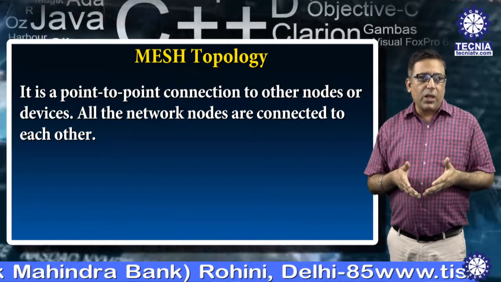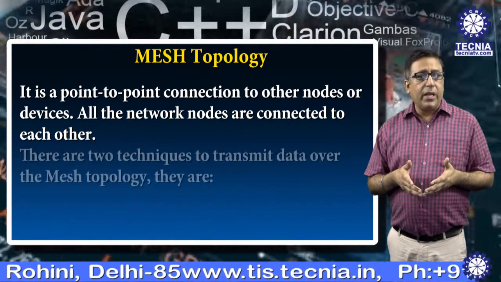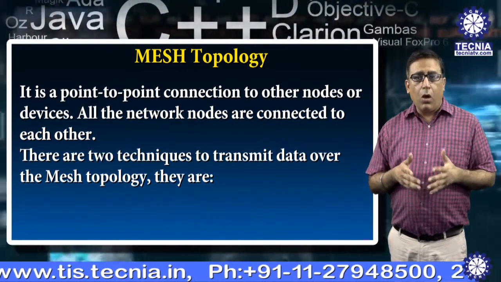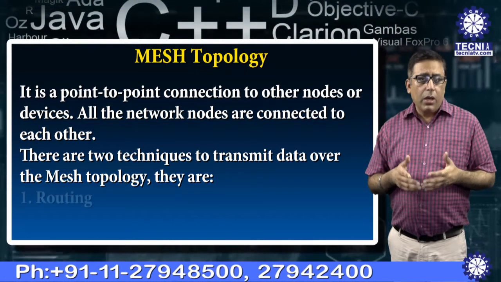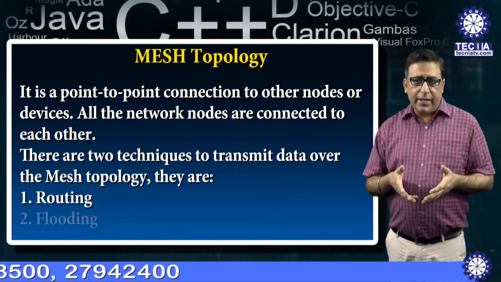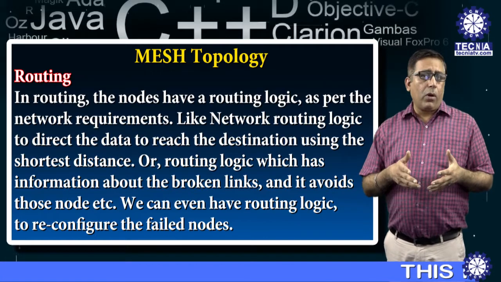All the network nodes are connected to each other. There are two techniques to transmit data over the mesh topology. They are, number one, routing. The second technique is flooding.